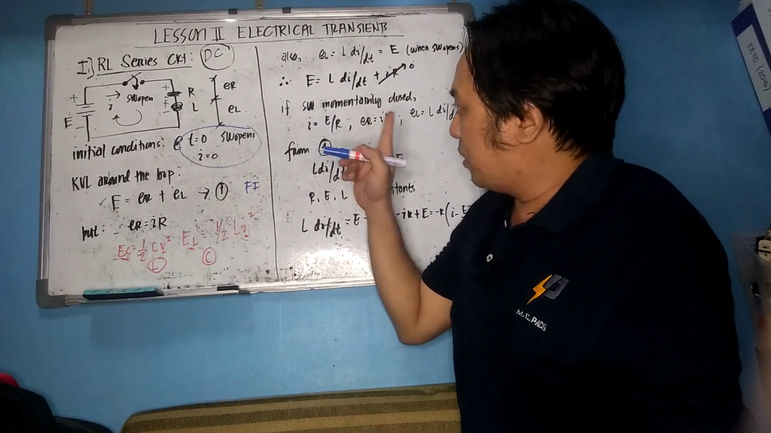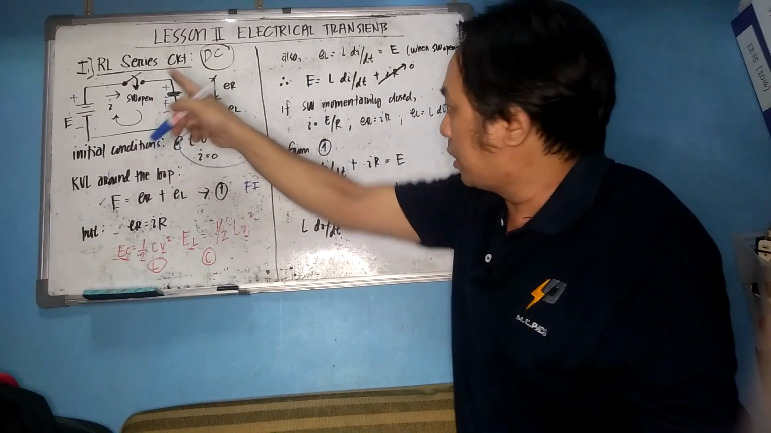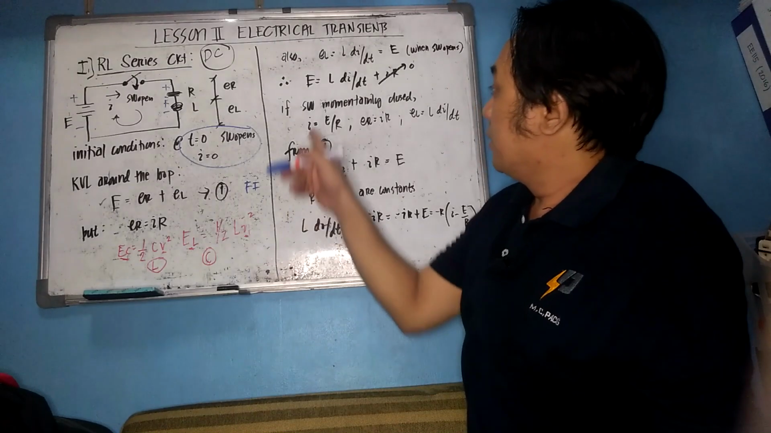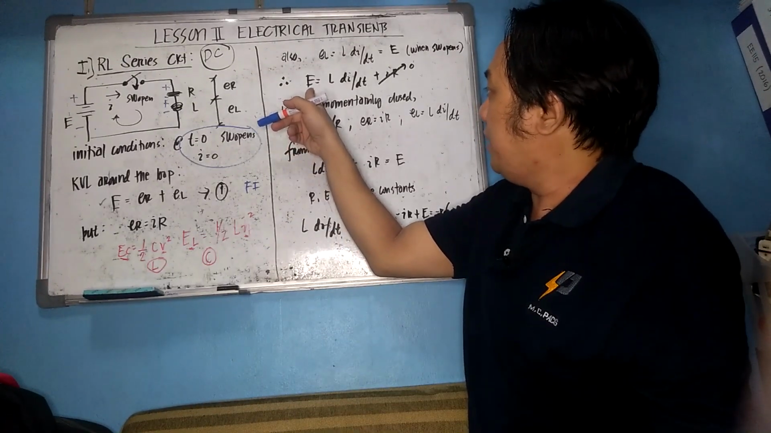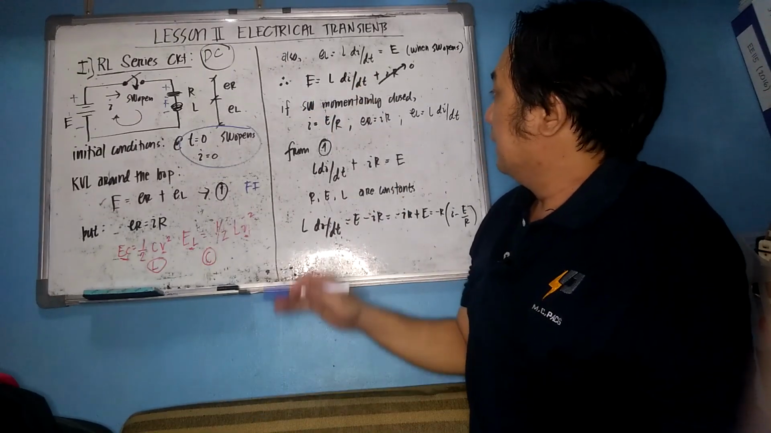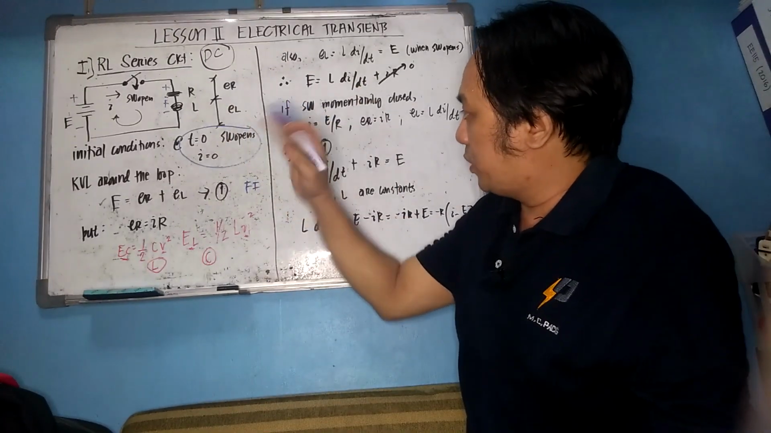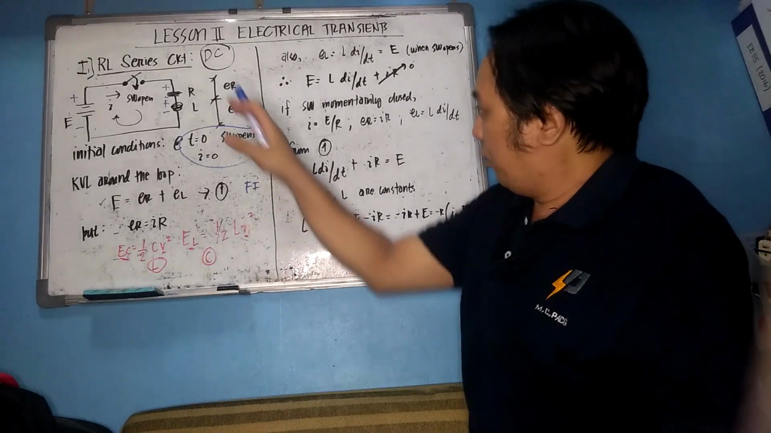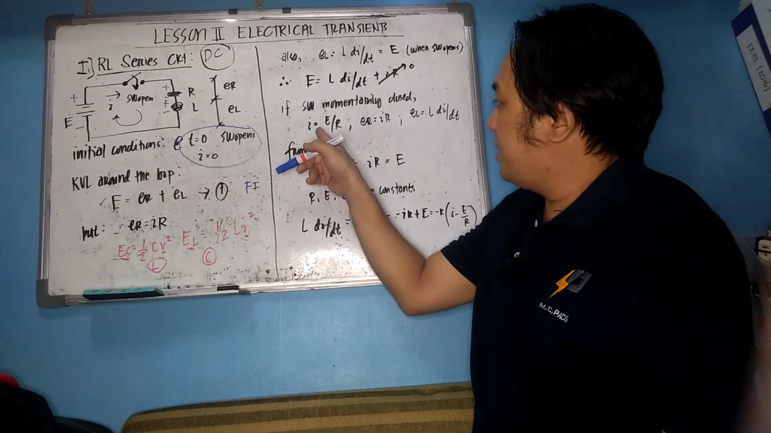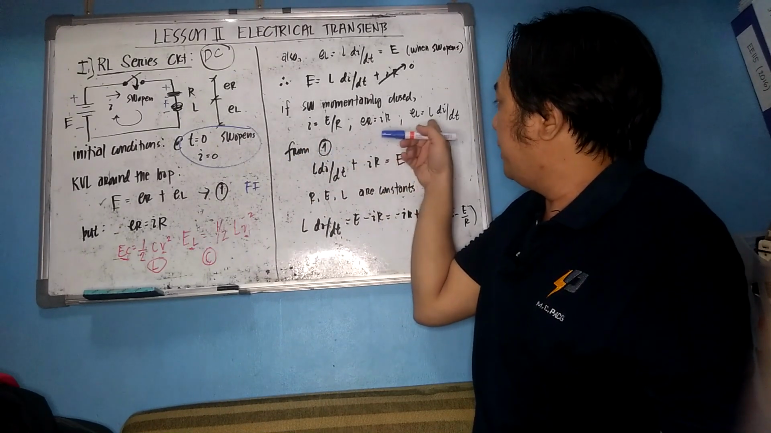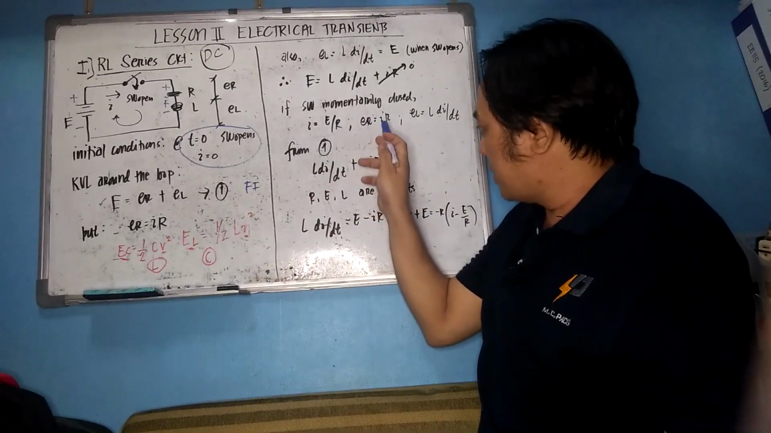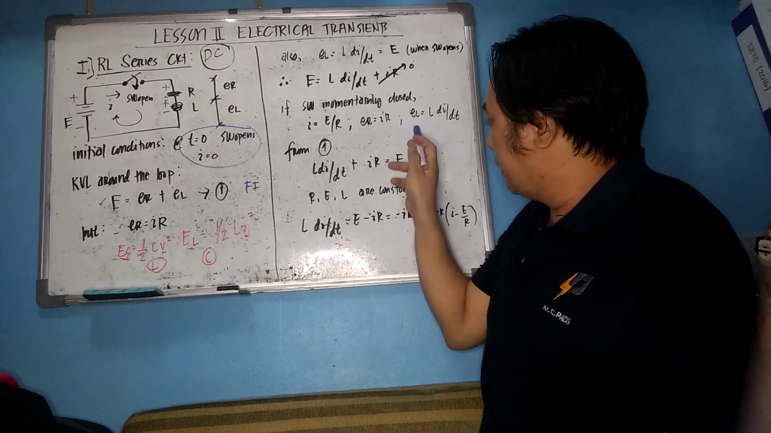But if the switch opens in a resistor, the current is 0. So ER is 0 here. Therefore the total voltage E is equal to L di/dt, or simply equal to EL. Okay, that is if the switch is open. Now, if eventually the switch closes, ER is I times R and EL is L di/dt, and from equation number 1 we can substitute those values here.